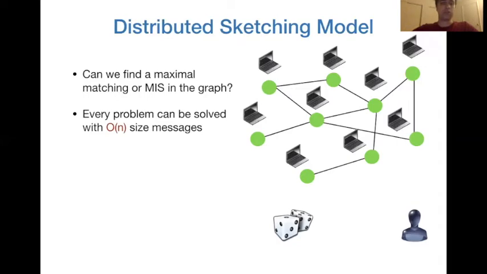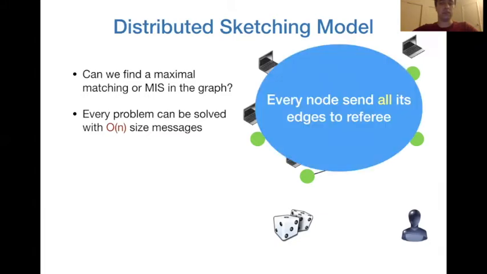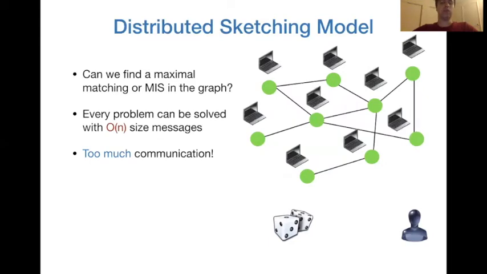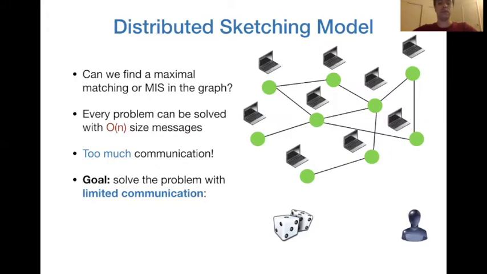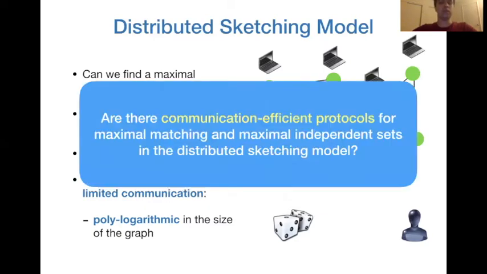Now on the surface, there's nothing interesting happening here. Every problem can be solved trivially with order n size messages, by just each node sending all the edges that it possesses to the referee. But this is too much communication. And in this model, we are interested in minimizing the communication between the players and the referee. And in particular, we are really interested in getting a communication efficient protocol with polylogarithmic size sketches in the size of the graph. So the question we want to understand is, is there any communication efficient protocol for either of these problems?